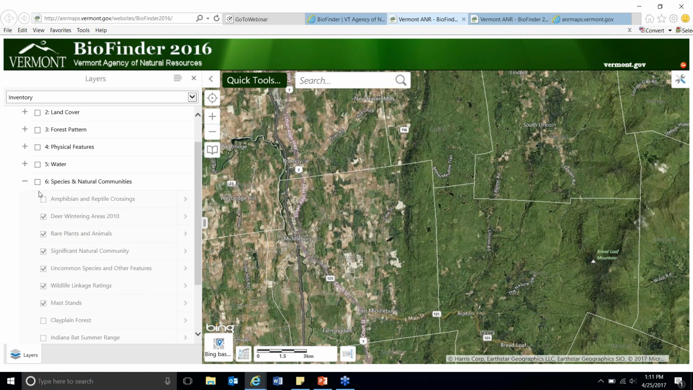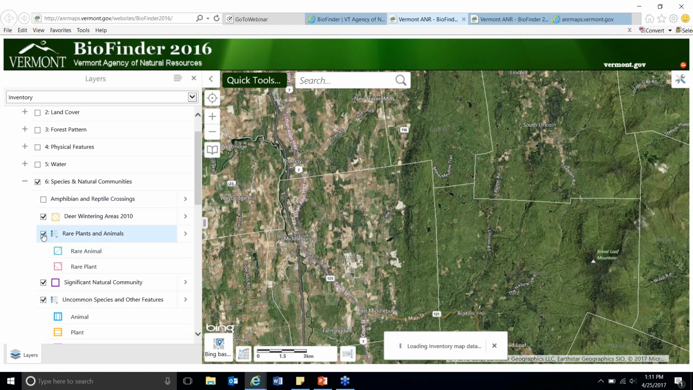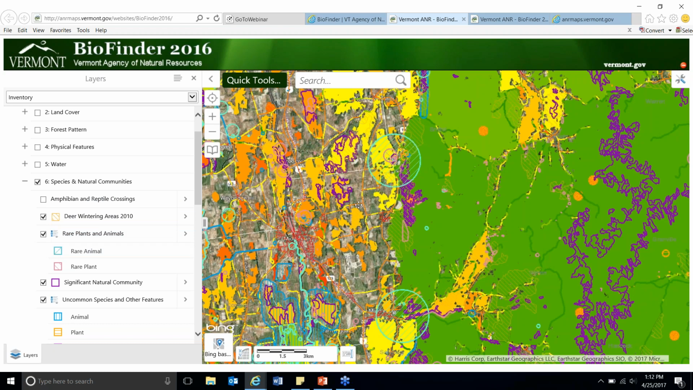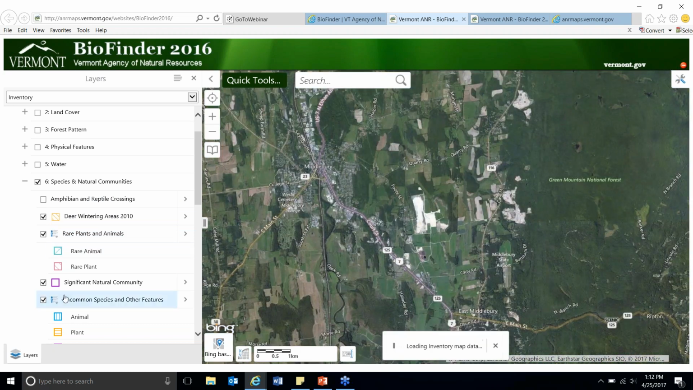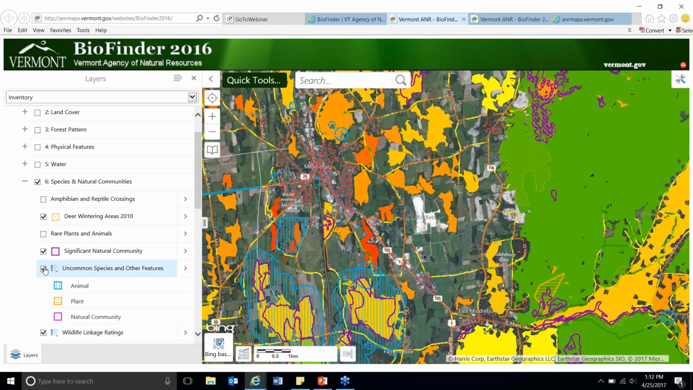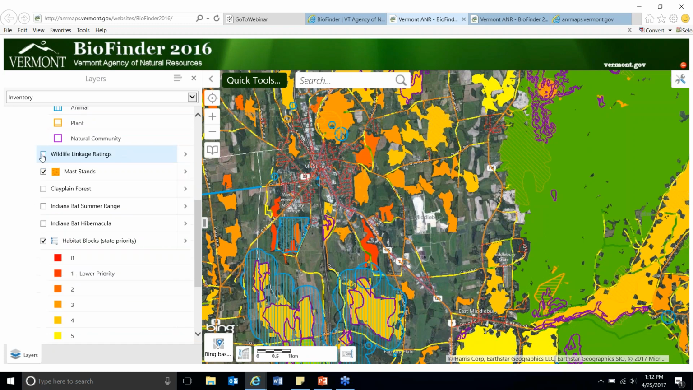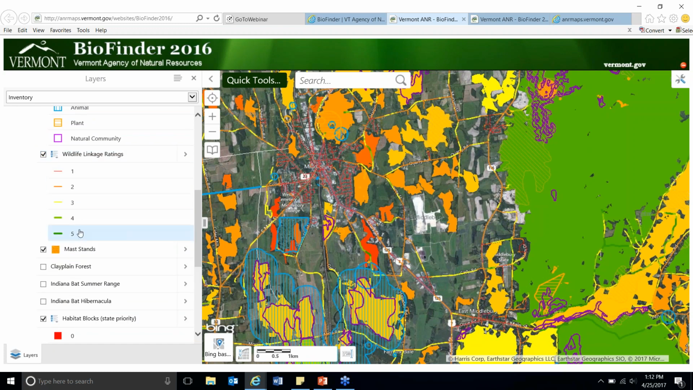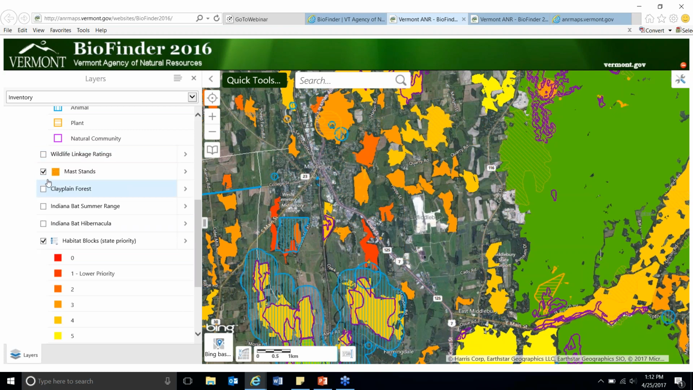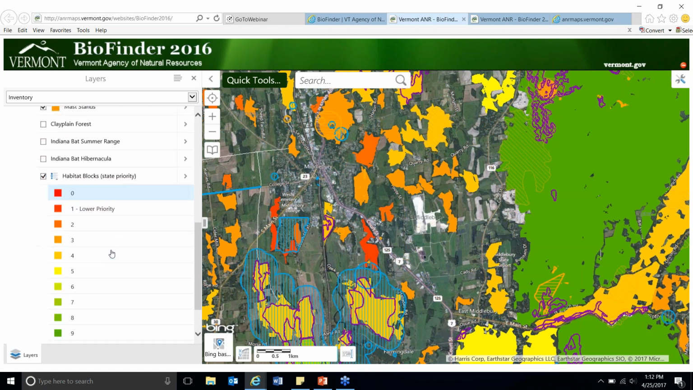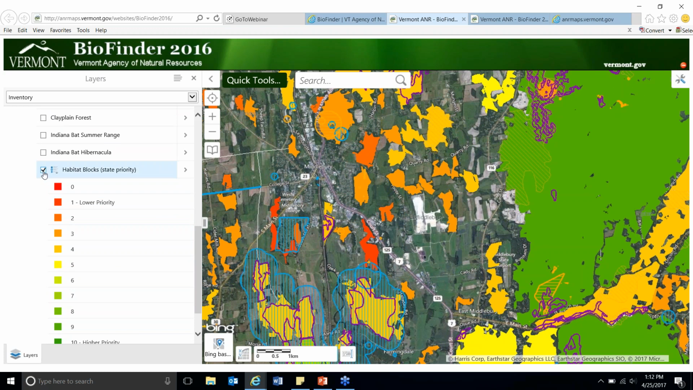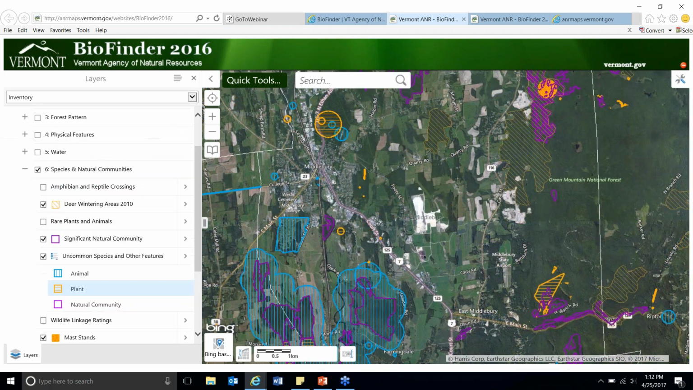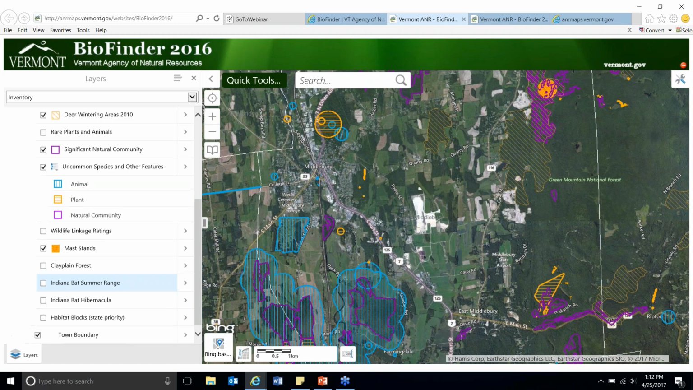deer wintering areas. I'll turn it on so we can see some of these. There's a lot of information in this map, so it tends to look a little bit crazy until you turn a couple things off. But deer wintering areas, wildlife linkage ratings, these are road crossings, but on a scale of 1 to 5 instead of just highlighting the most important ones. Mast stands, habitat blocks by state priority. So this is one that's kind of prioritized as a backdrop. But there's also a lot of information on these maps.